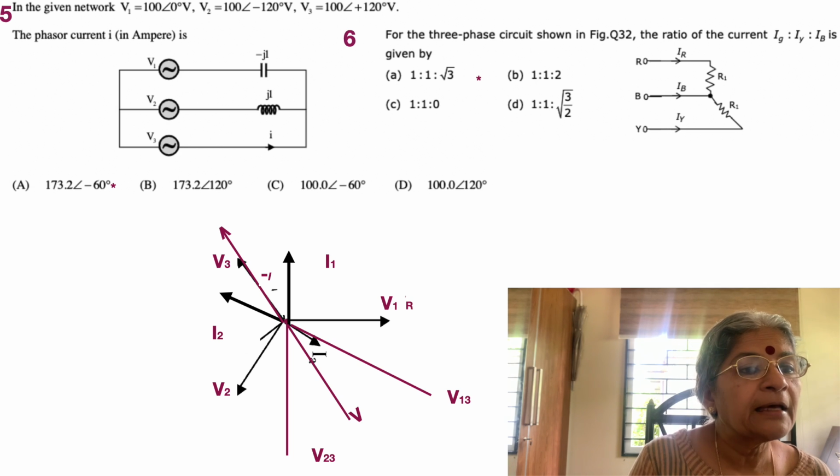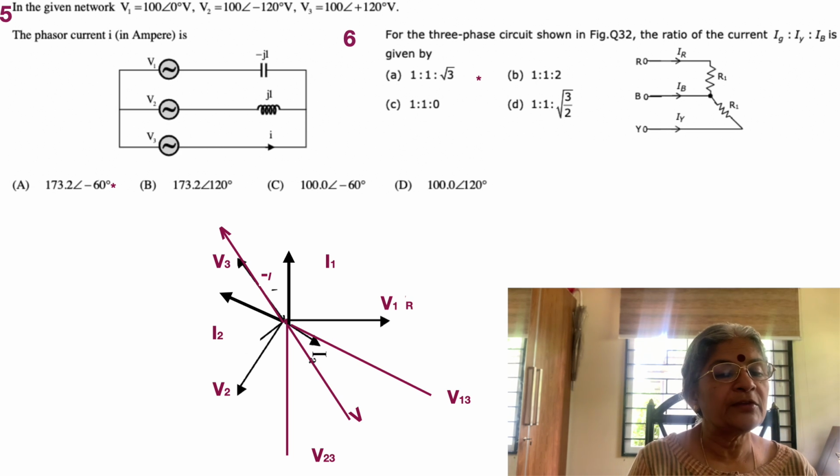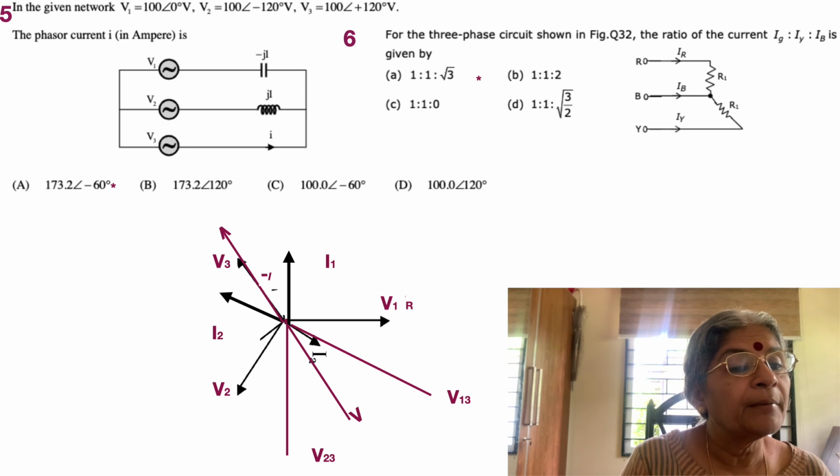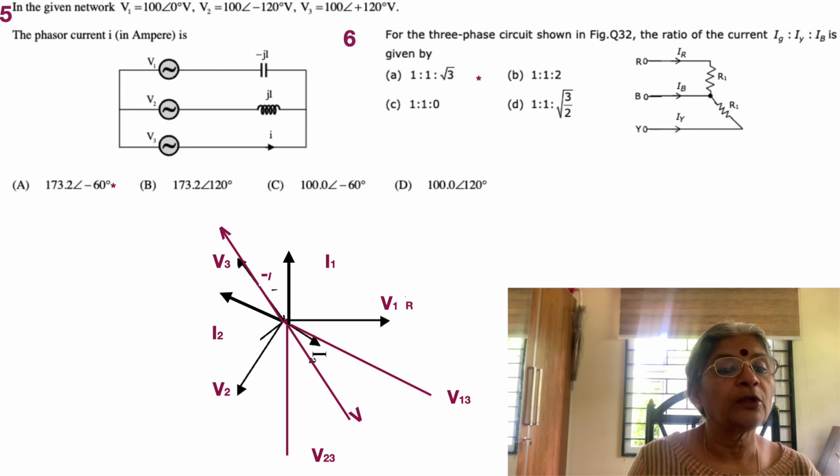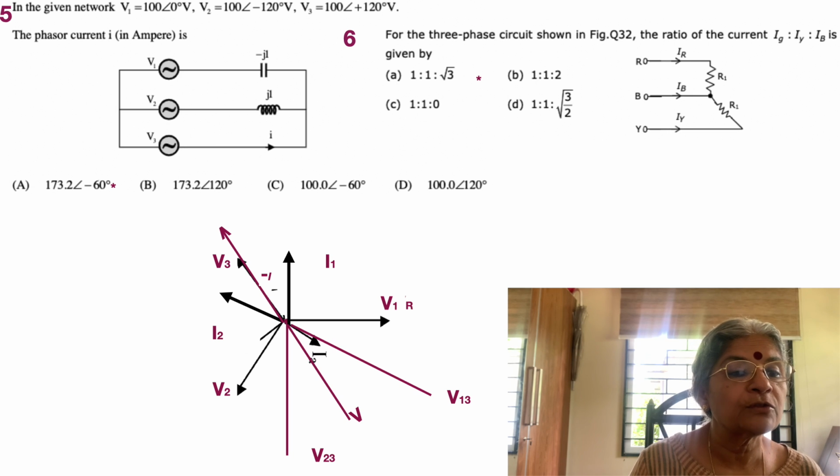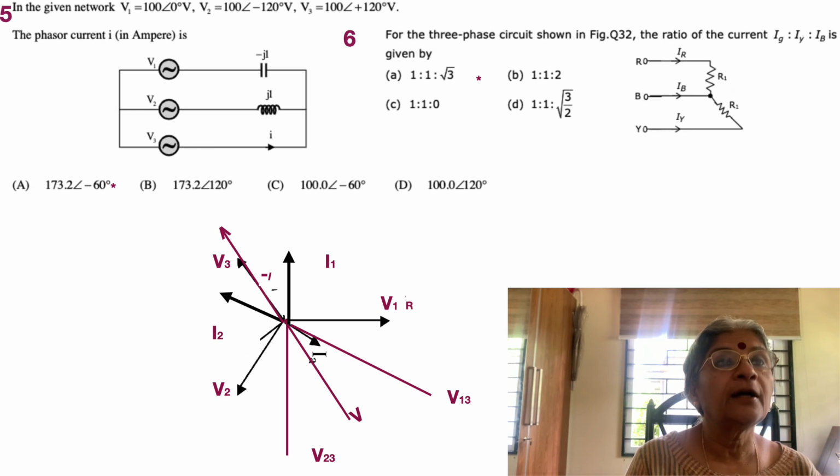The phasor current I in amperes is, again, we see that V1 phases minus j1 impedance, or a capacitive reactance, V2 phases minus j1, and then the total current flows through the third phase as I. Of course the direction is opposite. So that's all that we've got to do.